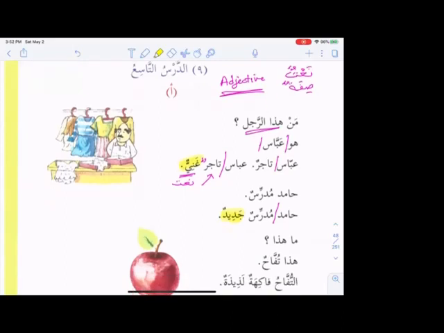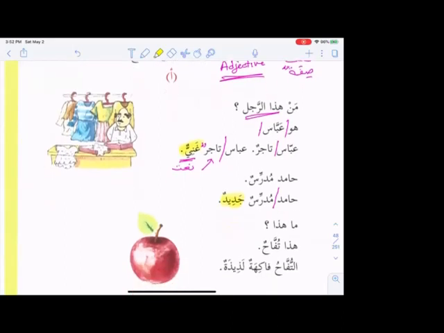Hamidun Mudarisun Jadidun. Ma haza? Haza tuffahun. At-tuffahu, okay? Fine. What is tuffahu? Fakiyatun. The apple is a delicious fruit. So what is this lazizatun? Is the nut.